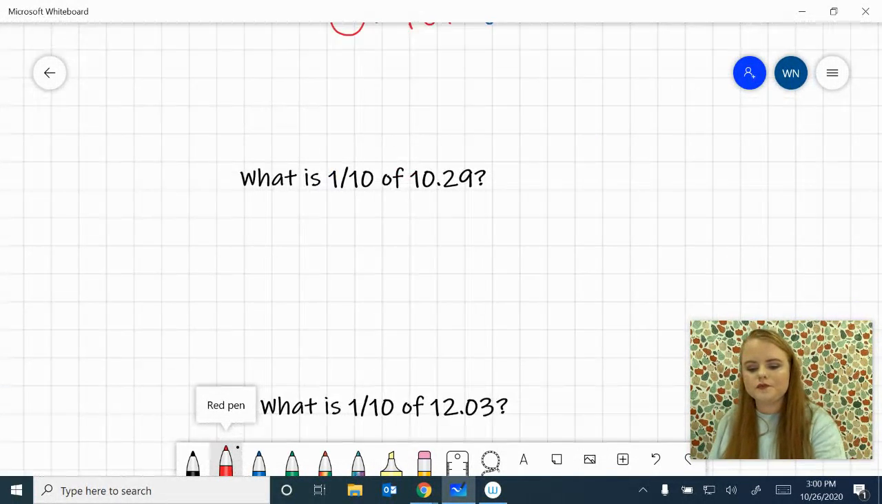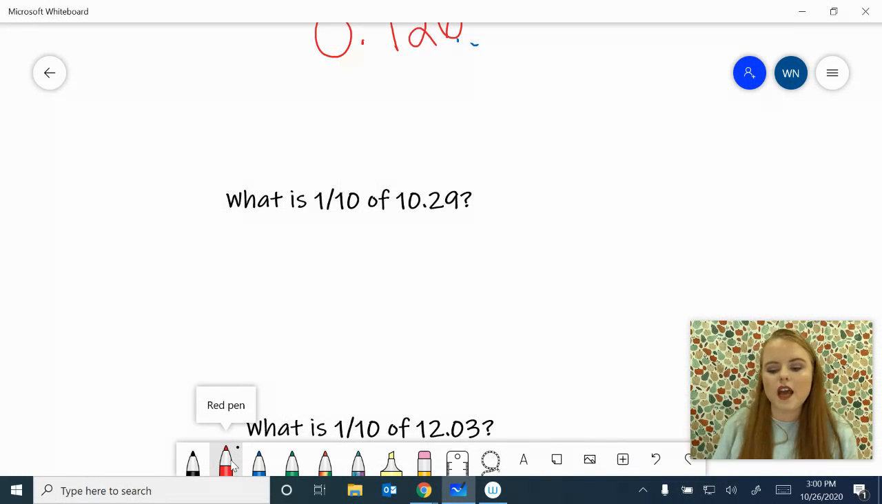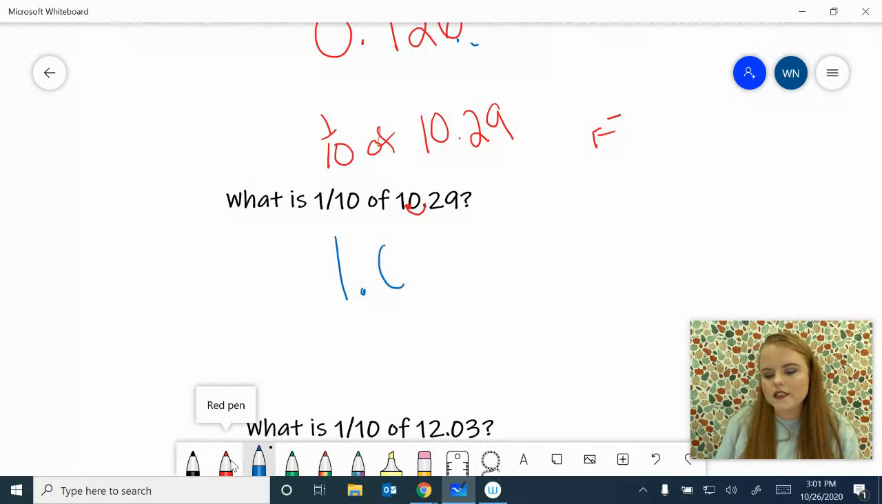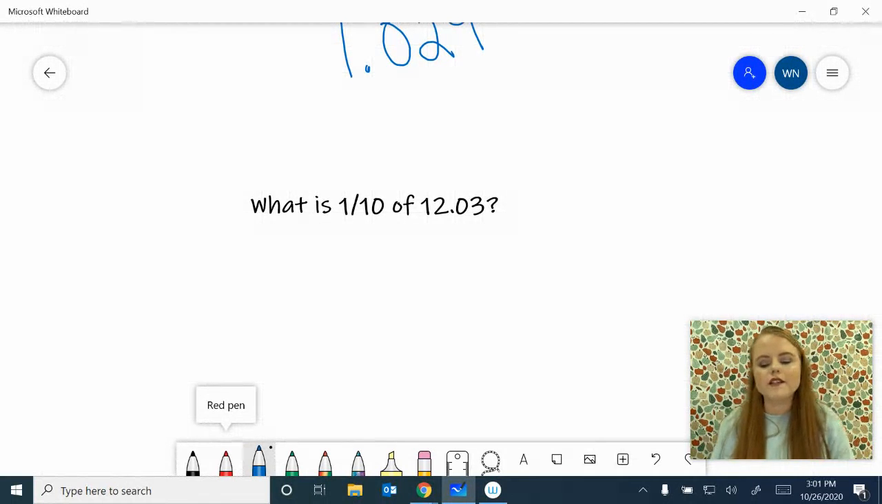Let's do another one. What is 1/10 of 10 and 29/100ths? So we're looking for 1/10 of 10 and 29/100ths. If we're looking for 1/10 of it, we want to go 10 times smaller. So we're going to go left to go smaller. So let's move our decimal point over 1 to the left. So we're going to get 1 and 29 thousandths. Remember, even if there's a 0 there, we're still going to read it as 29 thousandths because the 9 is in the thousandths place. Let's do one more like this before we move on to the other kind.